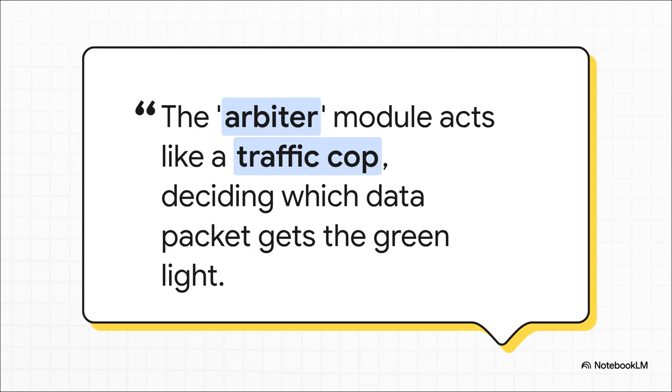Honestly, the best way to think of it is as a digital traffic cop. You could have dozens of different parts of your computer all yelling, "me, me, me," trying to send data at the exact same time. The arbiter's job is to look at all of them and, in a fraction of a nanosecond, decide who gets the green light.